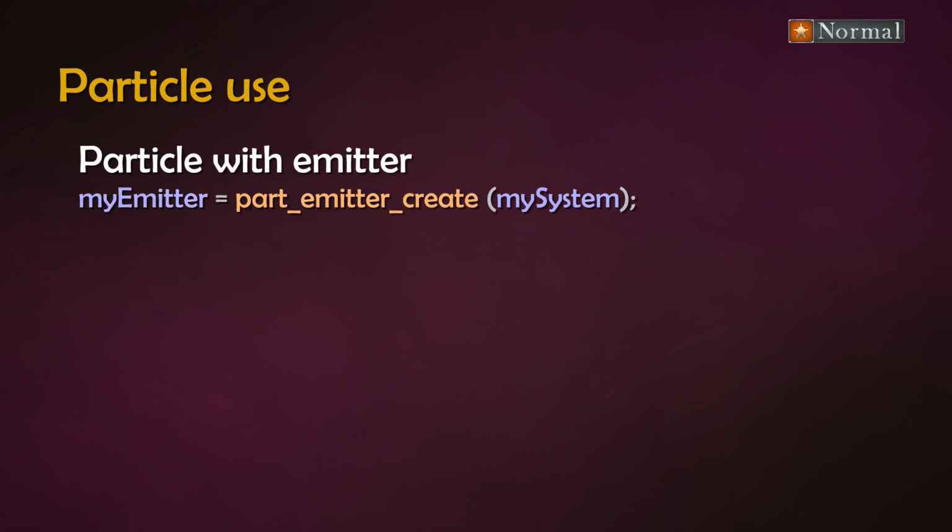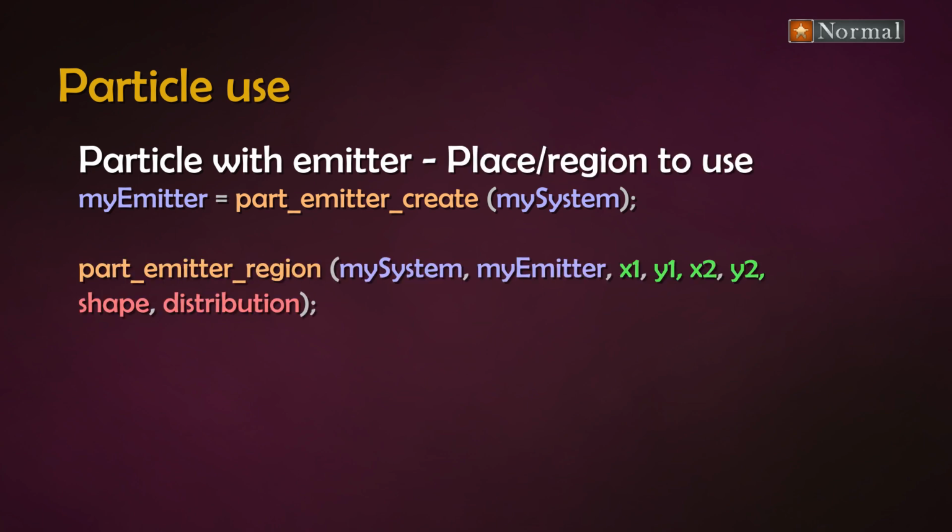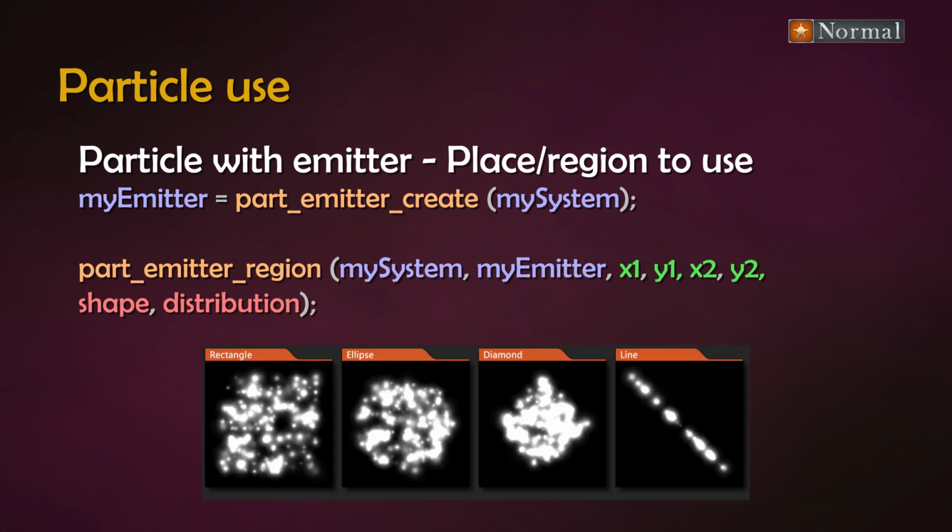The full control is a different beast. Here you have to create your own emitter. Imagine an emitter to be like a gun, shooting particles. It needs two things to work: the position to shoot at and how to shoot. First, you need to create a blank emitter and assign the particle system to it. Once that is complete, you use the function emitter region to tell the emitter where to shoot. Here you can go with a single point or predefined shapes like an ellipse or a diamond or a line.